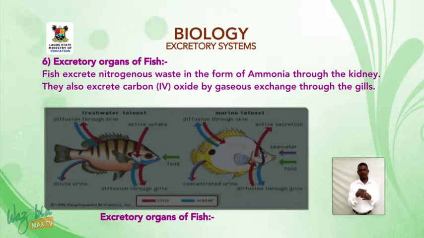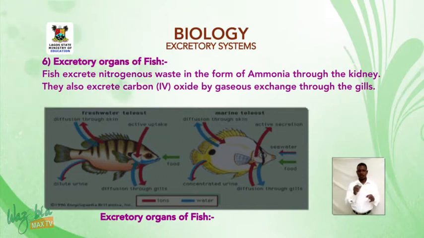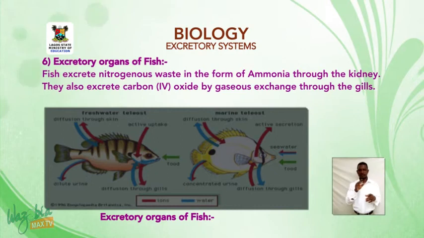6. Excretory organs of fish. Fish excrete nitrogenous waste in the form of ammonia through the kidney. They also excrete carbon dioxide by gaseous exchange through the gills.